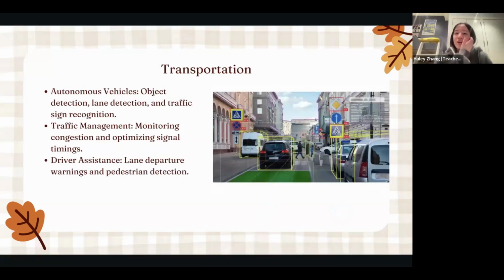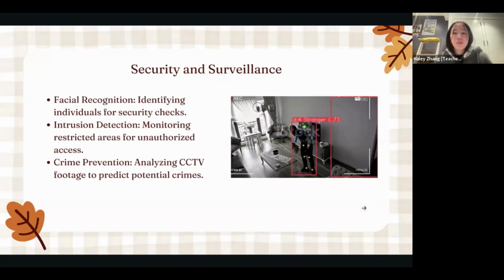Not only are automatic driving systems using it for objects like walking human detection, lane detection, and traffic signs recognition, but at a more macro level, computer vision can manage traffic. It can monitor congestion and optimize signal timing. And last example, but certainly not the last of the possibilities, it can help the police when fighting crimes through facial recognition, sounding alarms when detecting an intrusion, and analyzing CCTV footage to predict potential crimes.